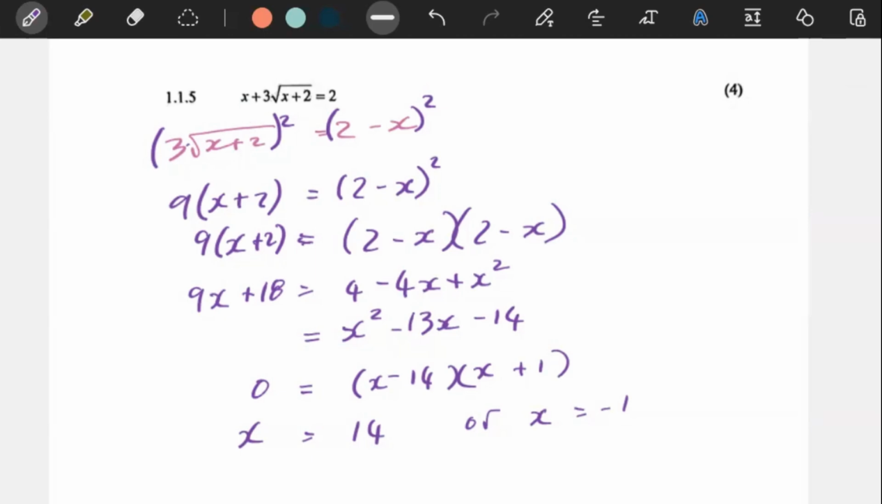Let's check the -1. If the -1 doesn't work as well, then it means we made a mistake somewhere. The -1 works, so this is definitely correct. This is something we need to discard. So our answer there is correct.